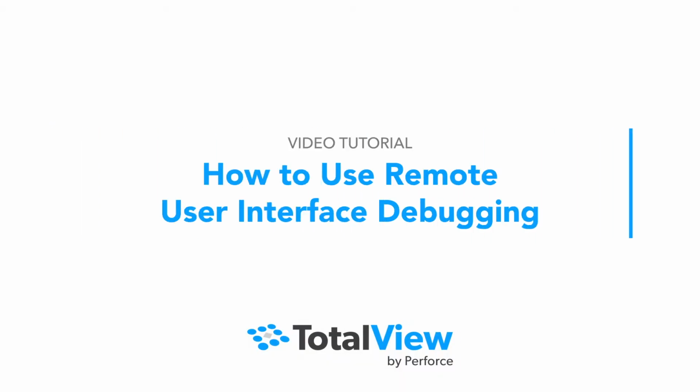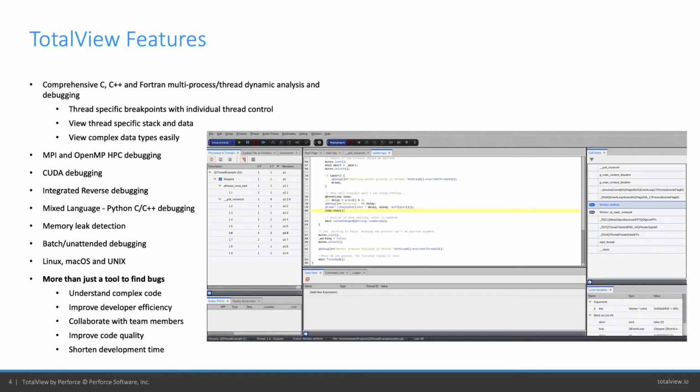Today I'd like to demonstrate one of the new features that was delivered in our 2020.3 release, TotalView Remote User Interface Debugging. For viewers that might be new to TotalView, TotalView is a comprehensive C, C++, and Fortran debugger that has been built from the ground up for debugging multi-process and multi-threaded applications. It works with a variety of technologies that enable this, such as MPI, OpenMP, and other multi-process and multi-threaded applications.